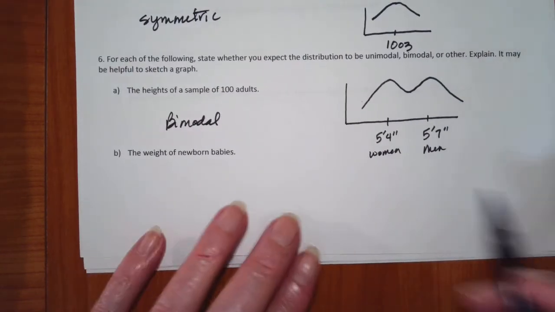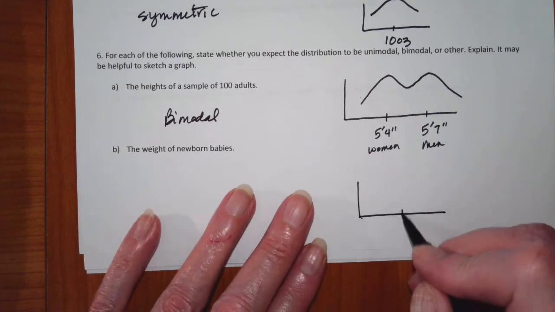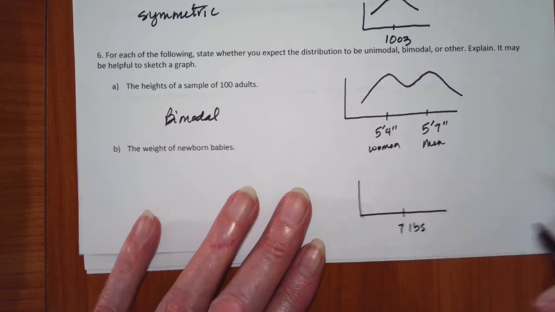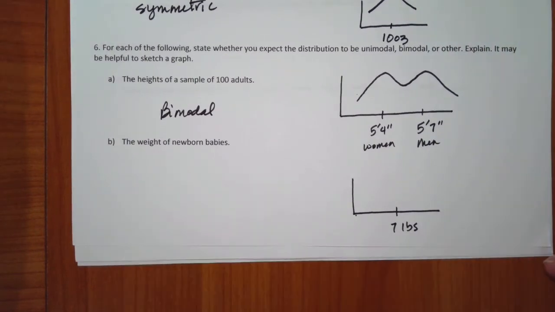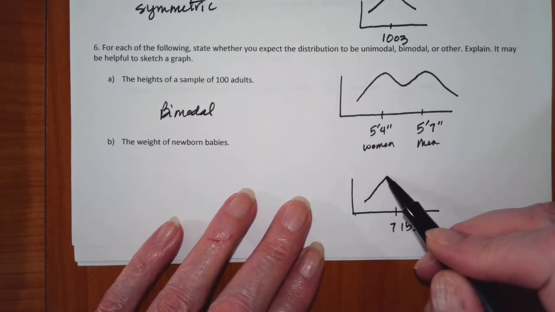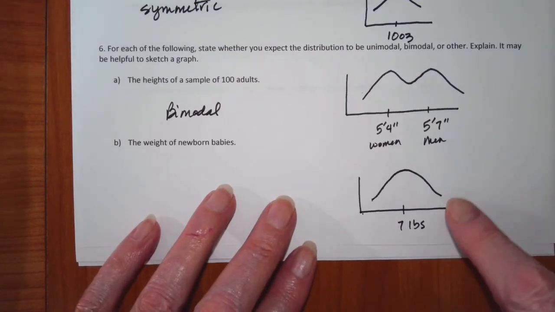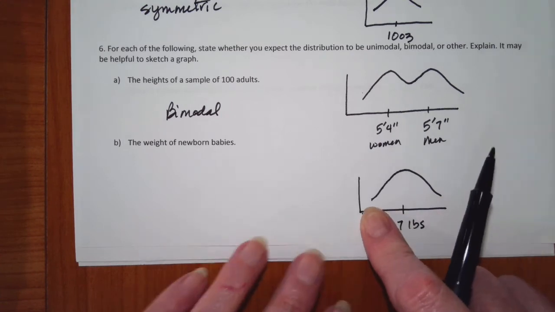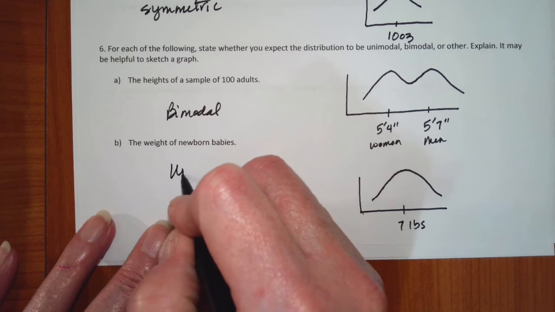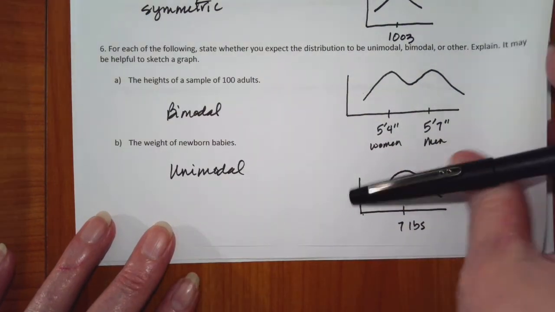The weight of newborn babies, I don't know. Probably the average is about 7 pounds. I really don't know. But most of them are going to come in at normal weight. You're going to have the larger babies, and you're going to have the little preemies that are less than that. But I would say this is unimodal, that most of them are going to get really close to that 7 pound.